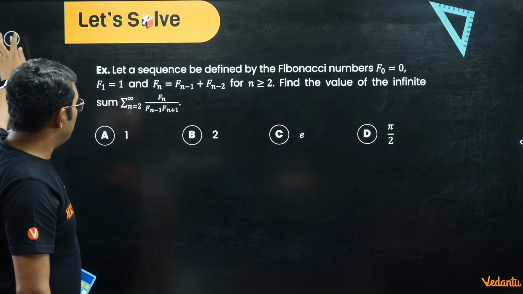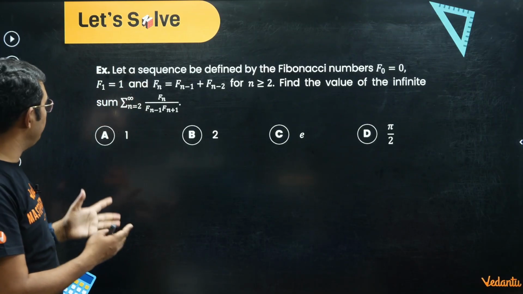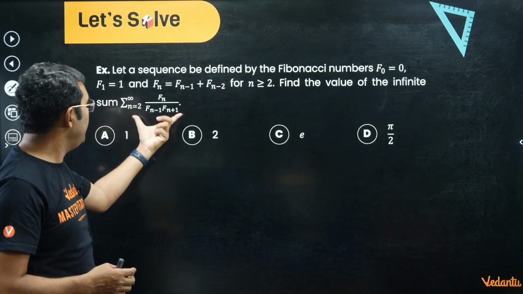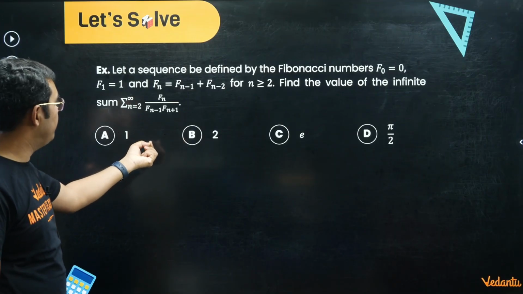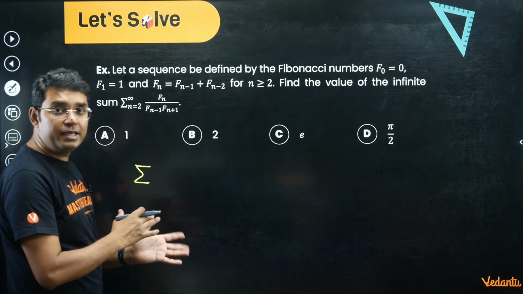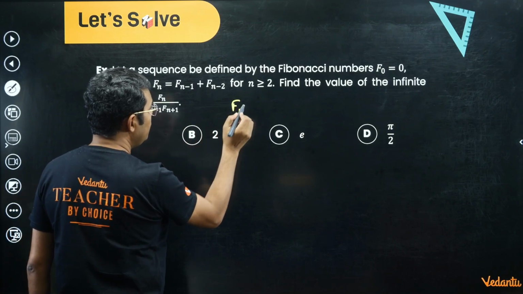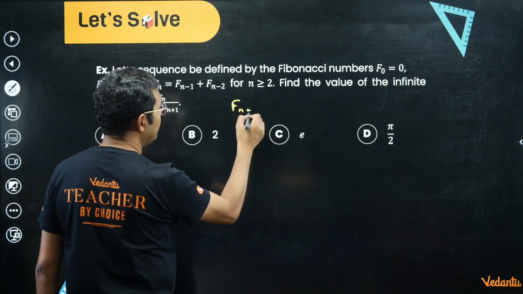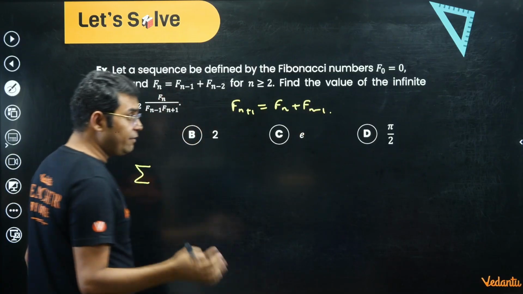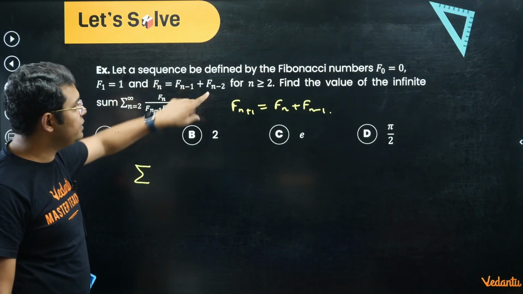Okay. Now coming to the next question. Let a sequence be defined by Fibonacci numbers f0, f1 and so on. Find the value of the infinite sum of fn upon fn minus 1 times fn plus 1. Now dear students, once again, as I told you, we will try to split it into two partial fractions. Okay, you know fn plus 1 is equal to fn plus fn minus 1. I think we know it otherwise also, and they have given it in the question also. Fn plus 1 will be fn plus fn minus 1.